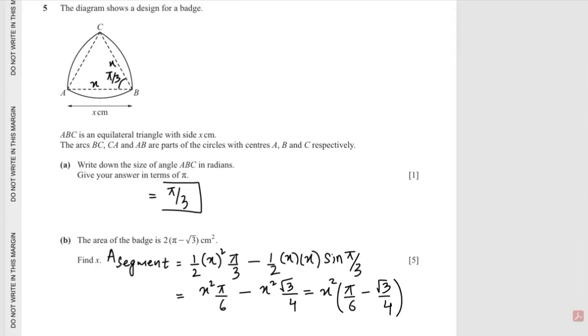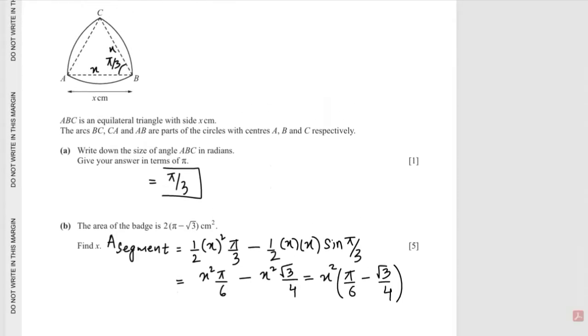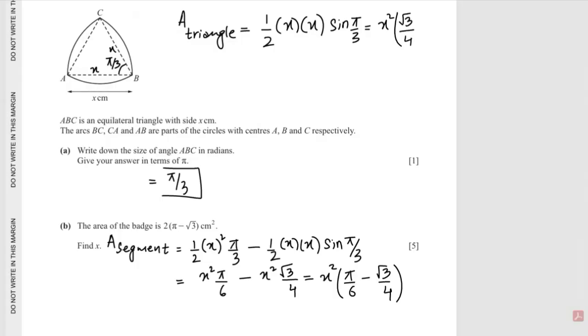So I need to keep an eye on the diagram as well. I'm completing my solution over here, but in your actual exam, you will be giving answers over here. So let's see. I can do the triangle area, which is half x times x times sine of pi over 3, the same thing as I did earlier. This is going to be x squared times root 3 over 4, since sine of pi over 3 is root 3 over 2. You can check this.